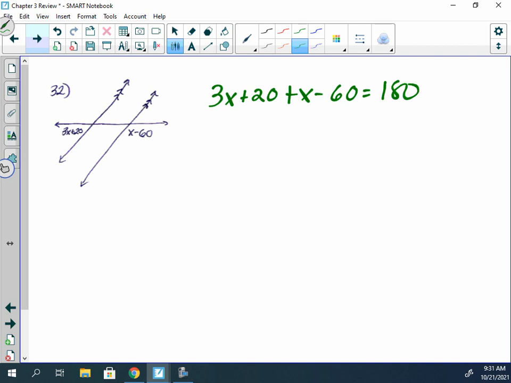Now the first thing we can do is combine our like terms. So we have 3x plus x is 4x. 3 plus 1 would be 4. 20 minus 60 is negative 40.